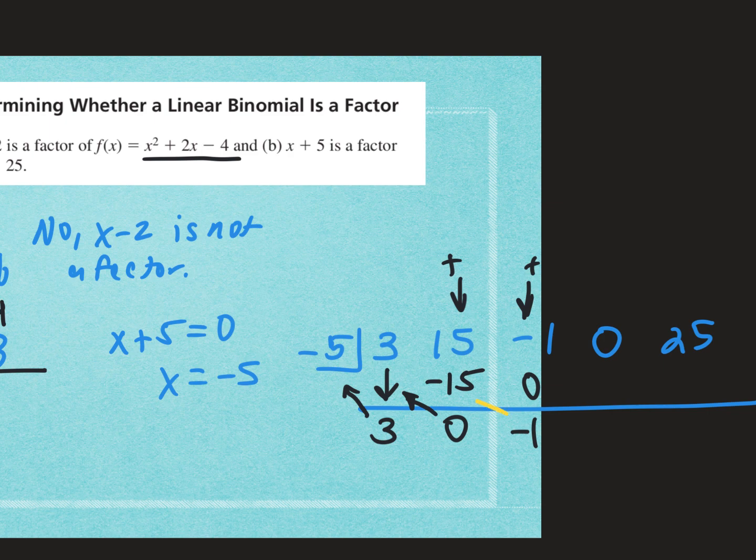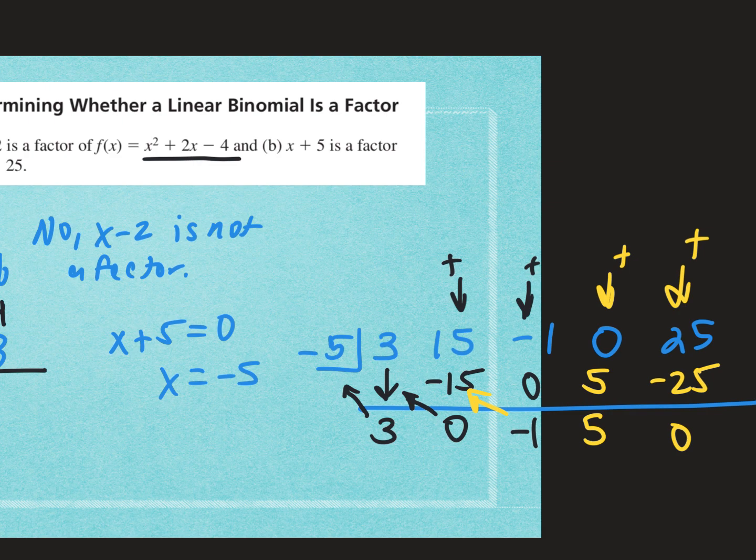Multiply to the corner. What is negative 1 times negative 5? Perfect. Now we add down. What's 5 and 0? Perfect. Multiply to the corner. What's 5 times negative 5? Negative 25. You're fine. That's fine. Thank you. And then I add down. What's 25 and negative 25? 0.